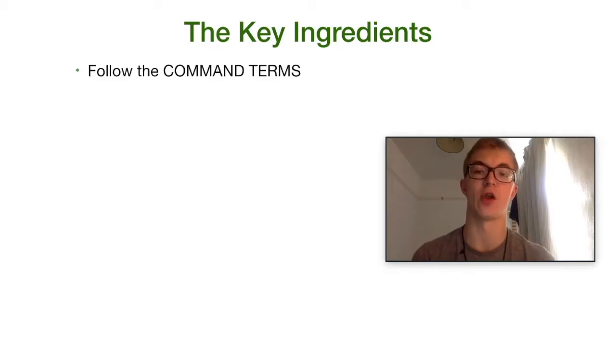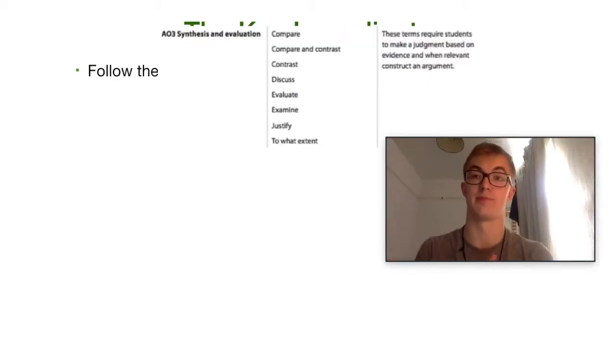The first one is following the command terms. I'm sure this is something your teachers have talked about before, but I know a lot of students struggle with understanding what this means for their essay writing. I've pulled this from the IB geography syllabus. These are the prompts we'll be given in those 10 and 15 mark questions: comparing and contrasting, discussing, evaluating, examining, justifying, and of course the IB's favourite phrase, to what extent.